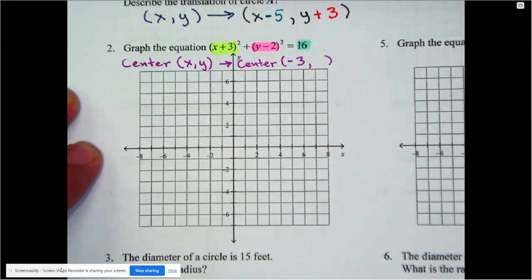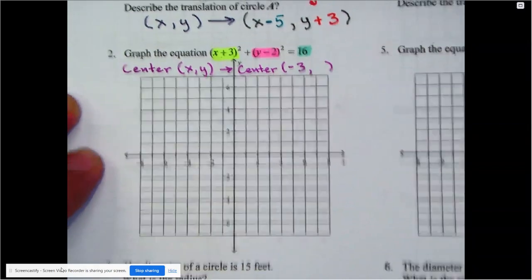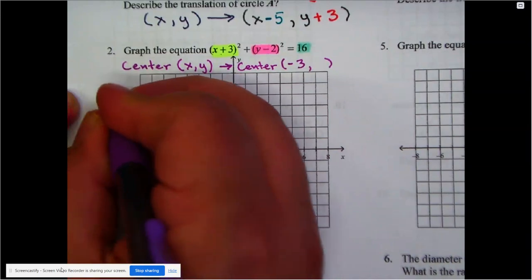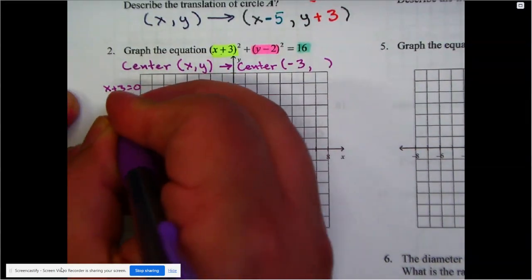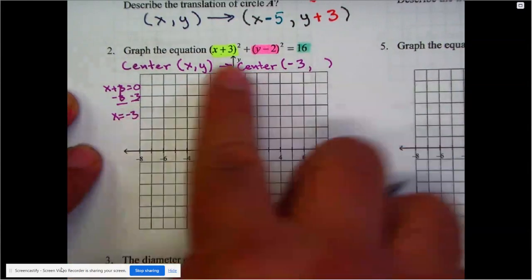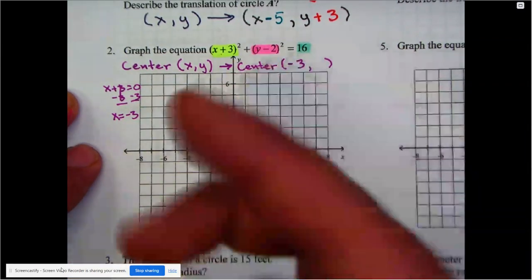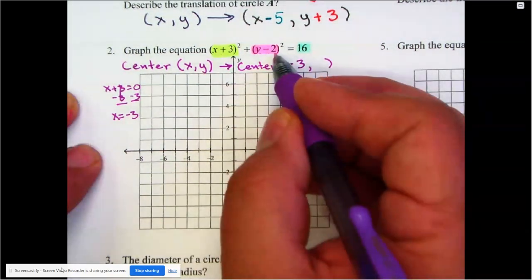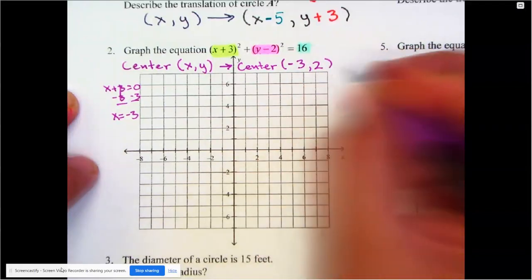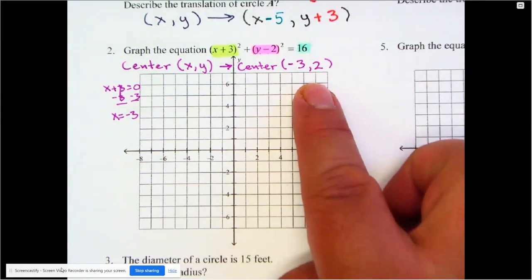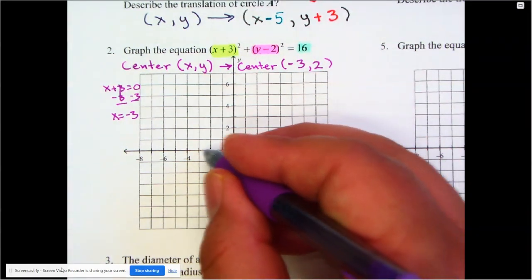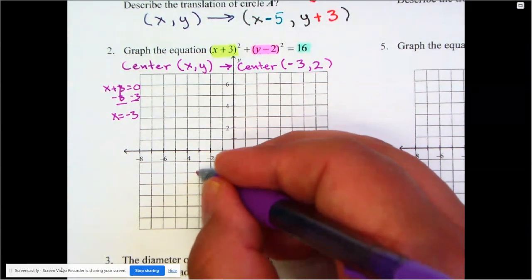If you were in Algebra 1, we would have, for this problem, right here, the one that says x plus 3, we would have made x plus 3 equal to 0. And then look, we take away a 3. That's why we say always think opposite of what's there. And if it says y minus 2, well, I need a y value. But because it's a minus 2, we'd go with positive 2. So there's my center. When I have my center, negative 3, 2, I'm going to draw it. Back 3, down 2, there's my center.